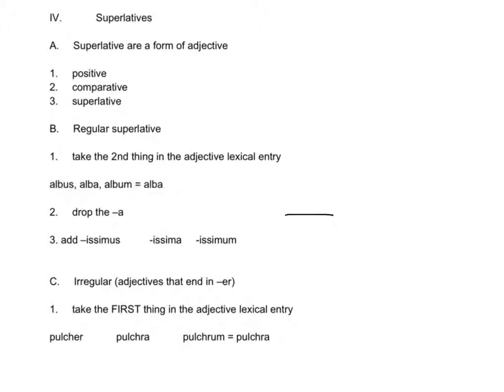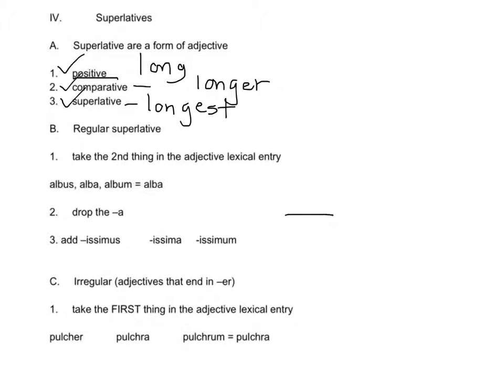I'm going to review the superlative for you. The superlatives are a form of adjective. It's a degree of comparison. There's the positive comparison, that's like long. It's not really a comparison, but these are the degrees of comparison. Then there's the comparative, which would be longer. And then finally there's the superlative, which is longest. So you have the positive degree, the comparative degree, and the superlative degree. That's how you change adjectives to compare them.